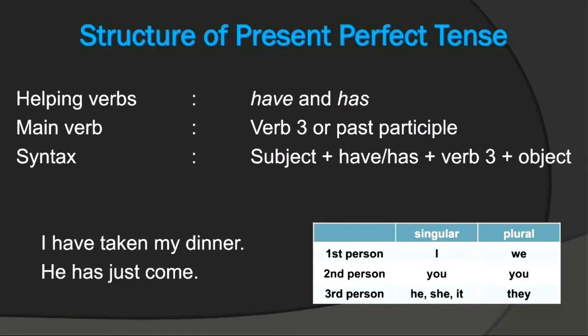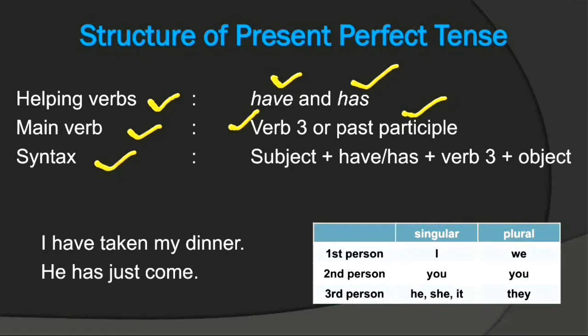Now, structure of present perfect tense. Helping verbs used in present perfect tense are have and has, depending upon the subject, and the main verb is verb 3 or past participle form of the verb. Verb 3 is also known as the past participle form of the verb.